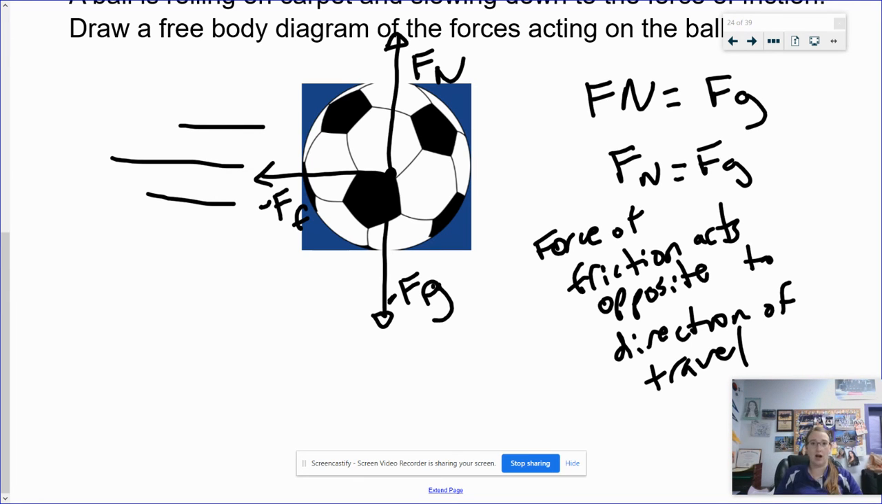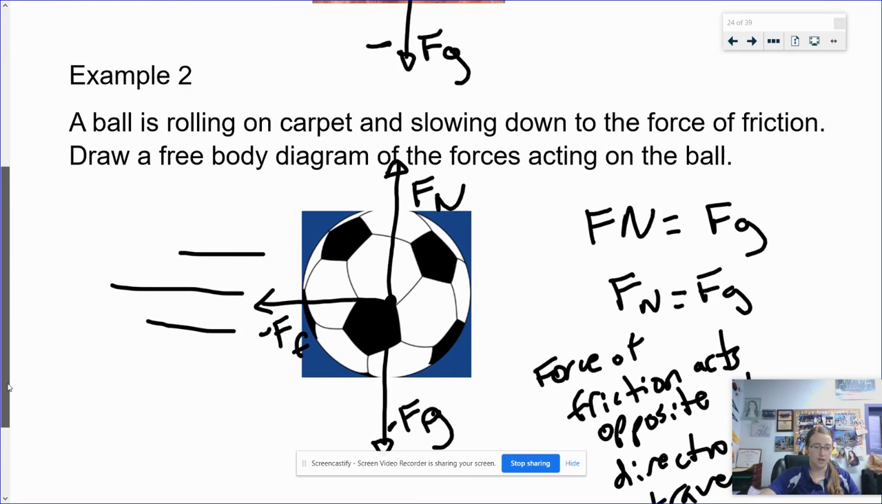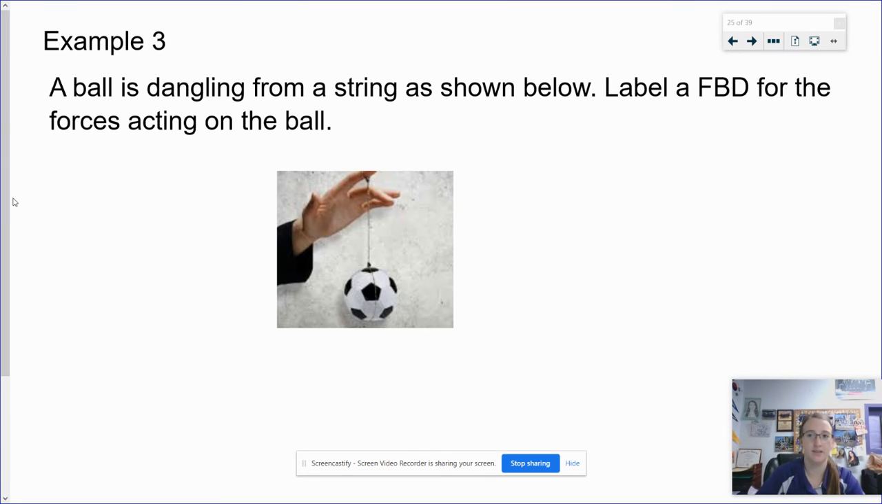So there is our free body diagram. We've got gravity and the normal force, but we also have friction acting against it. So it's very important to know what our direction of travel is.